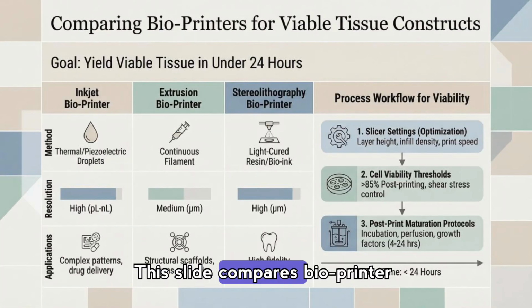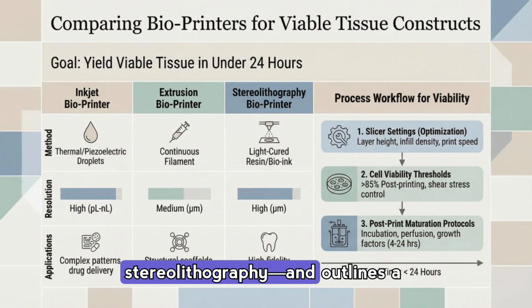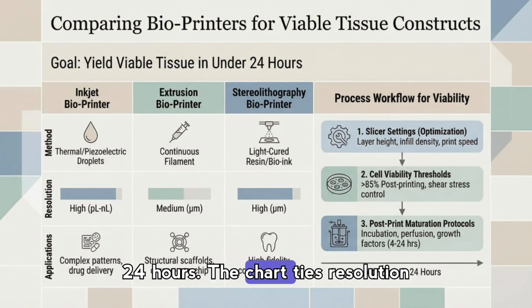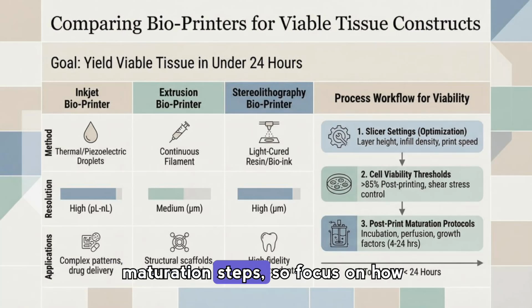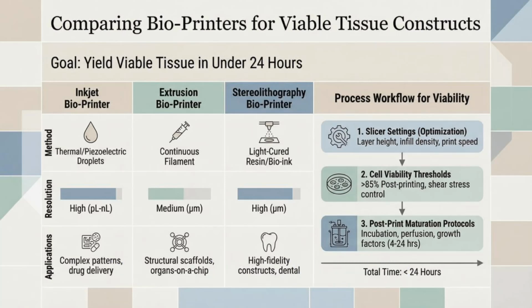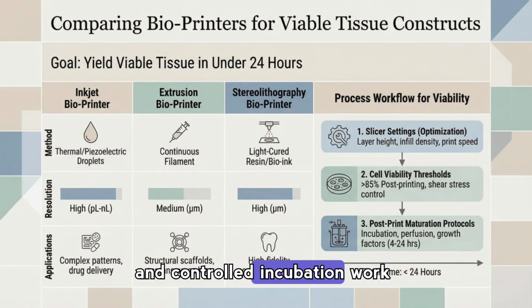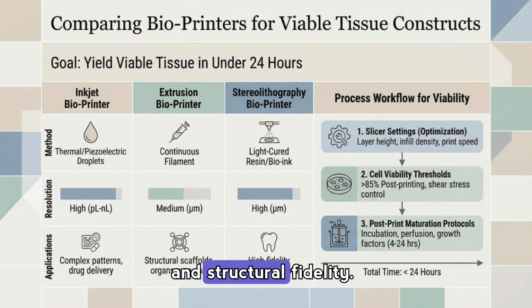This slide compares bioprinter platforms, inkjet, extrusion, and stereolithography, and outlines a workflow to yield viable tissue within 24 hours. The chart ties resolution and application to post-print maturation steps. So focus on how printing method, slicer optimization, and controlled incubation work together to preserve cell viability and structural fidelity.